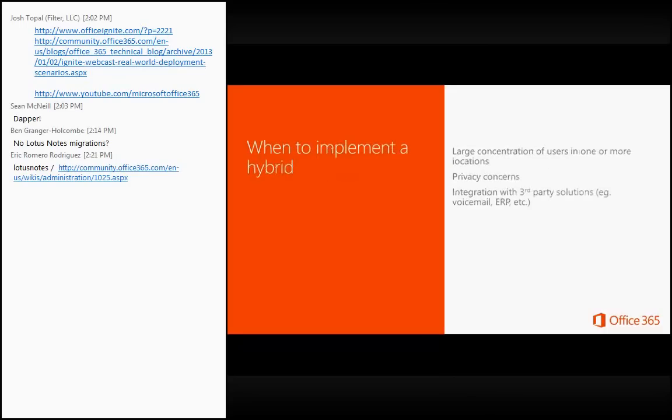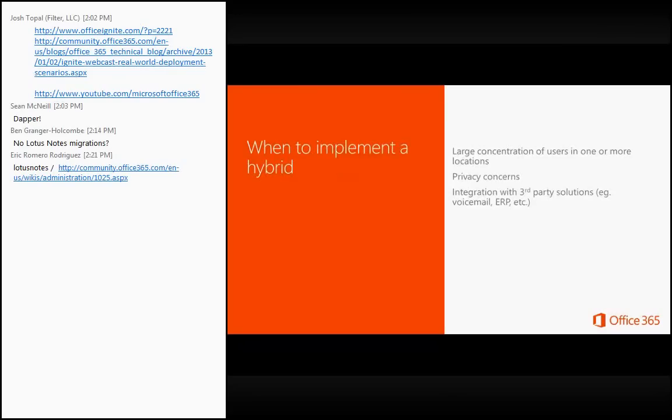So when we want to implement a hybrid, this is a very different kettle of fish from doing a cutover or staged migration, in that there's a lot more work to be done in terms of certificates and Exchange configuration. And the reason why we would want to do this is because, well, various reasons. One might be that a particular organization has a large concentration of users in one or more locations. So it does not make sense to move everybody to the cloud because of the bandwidth constraints.